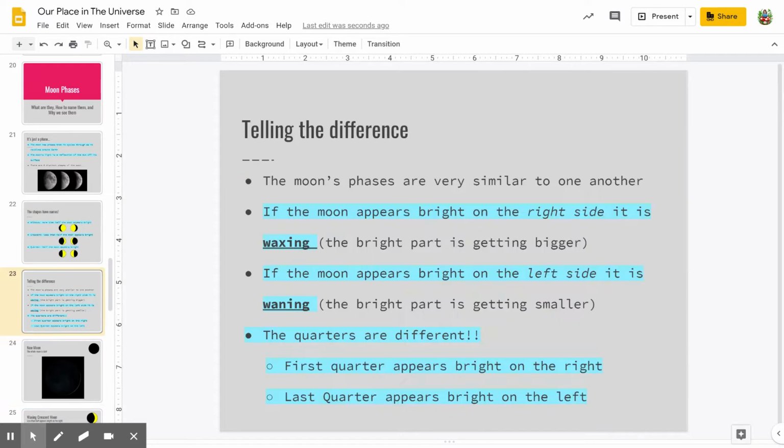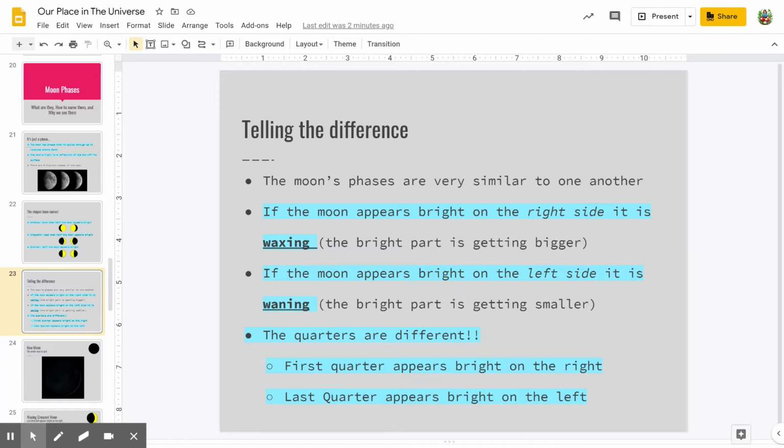Right? Now, when we're talking about the difference between the two sides of the moon that's bright, we give it a name, either waxing or waning. Okay? If the moon appears bright on the right-hand side, it's waxing. That's because the next phase over the next couple nights is going to be getting brighter. So more of the moon is going to be bright as it gets brighter from the right-hand side. If the moon appears bright on the left-hand side, it's what we call a waning phase. That means that the bright part is getting smaller over the next couple nights.